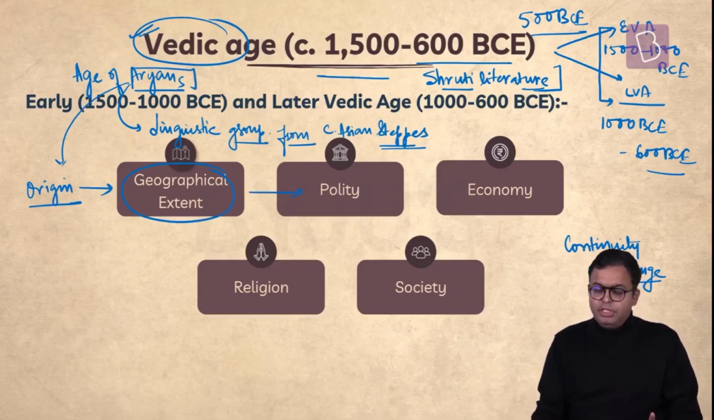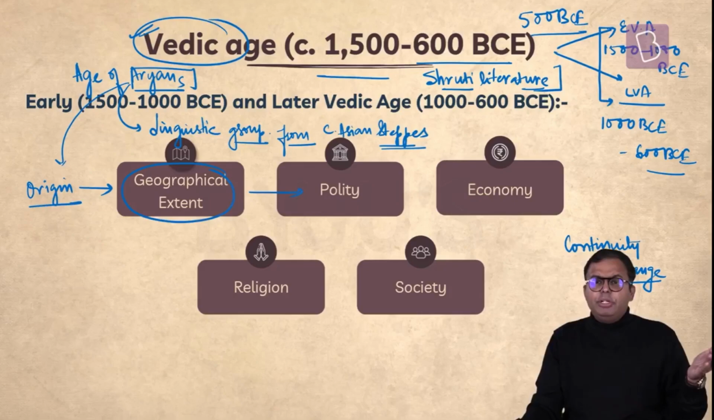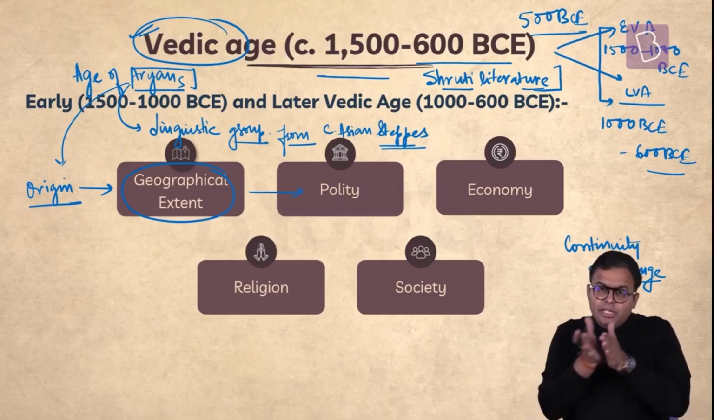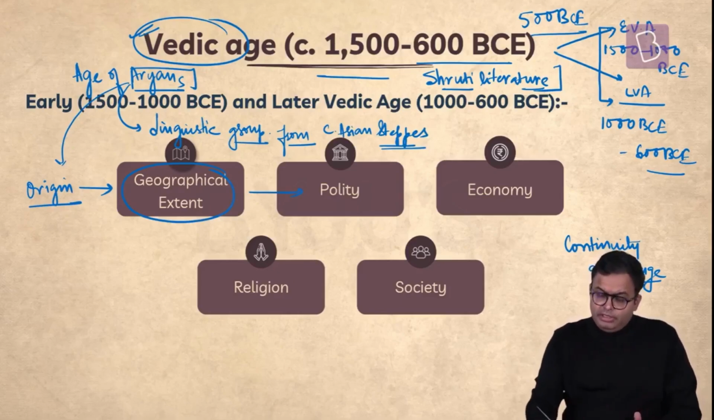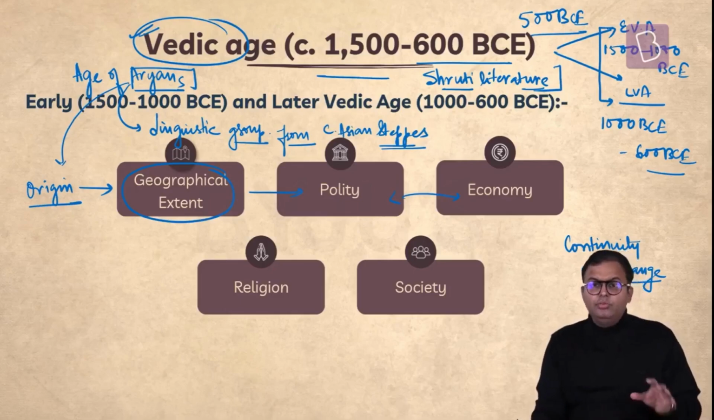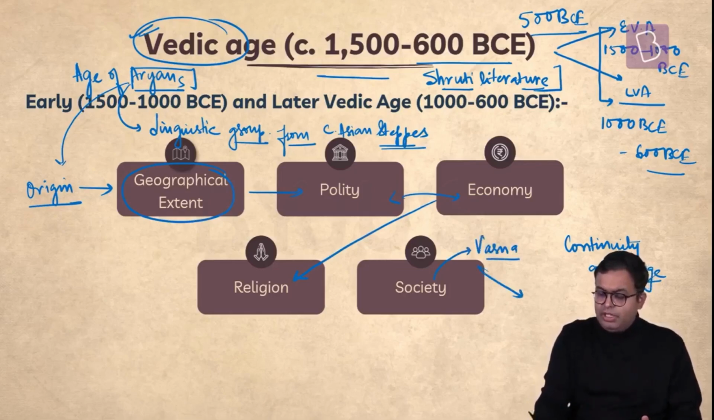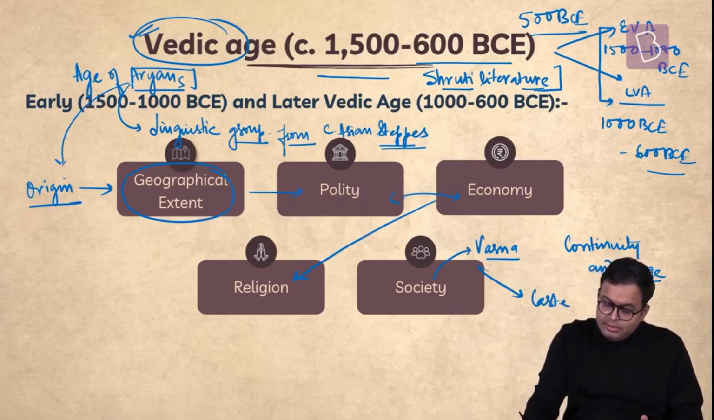The nature of their polity in early and in later. In early, it was more like a tribal polity, it was more democratic. In later, it was moving towards a centralized polity, but still it was not a monarchy, it was more like a pre-phase of monarchy. Then its economy, what was the basis of change, the agency of change. Then its religious belief, society, Varna system. We have to study the Varna system, but we also have to study how Varna and caste are related.